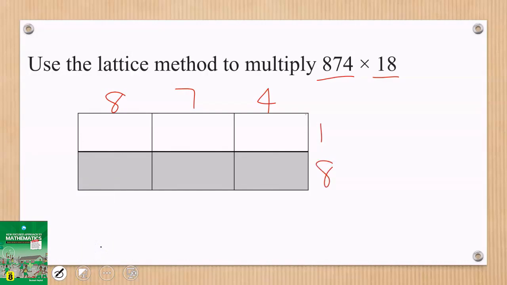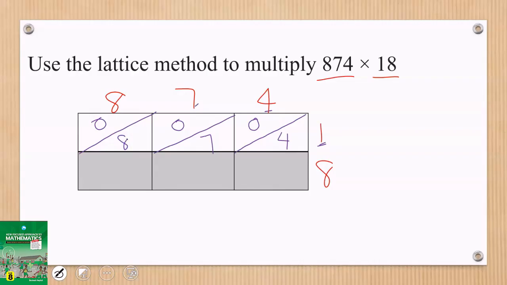Now each of the boxes we try to divide diagonally into 2. So we do the multiplication of the top number, that is the 1. So 1 will multiply through the 4, the 7, and 8. So 1 times 4, we know that it will give us 4. And so we put 0, 4 because we want to have 2-digit numbers. Then 1 times 7 is 7, so we write 0, 7. Then 1 times 8 is 8, so 0, 8.